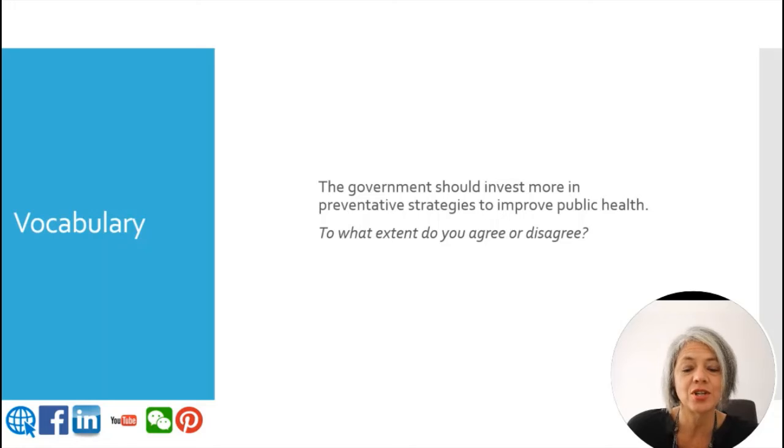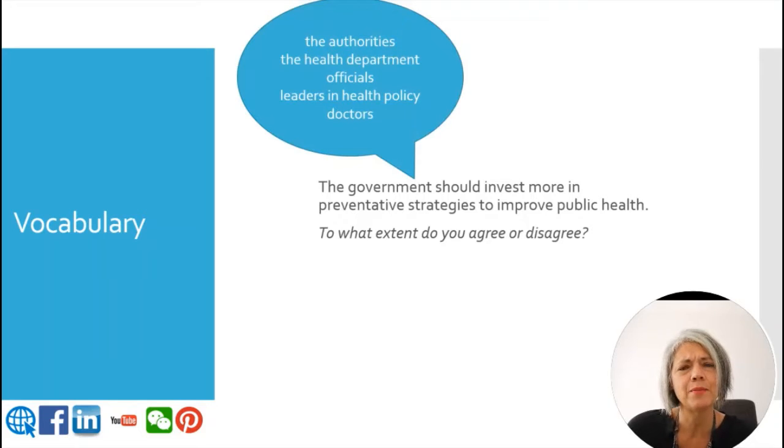Here is the question again. Let's go through the vocabulary one by one. The government. You could say the authorities, the health department, officials, leaders in health policy, and of course many doctors are employed by the government.